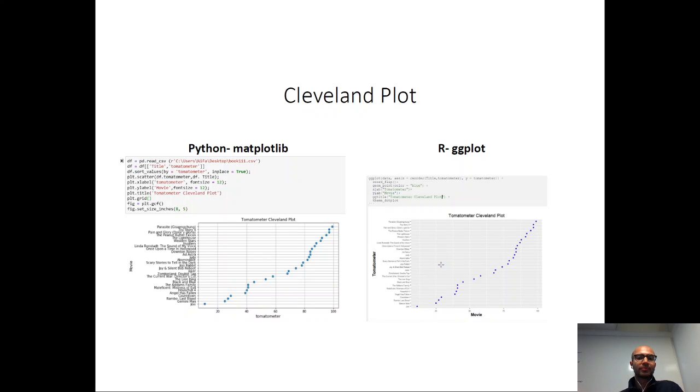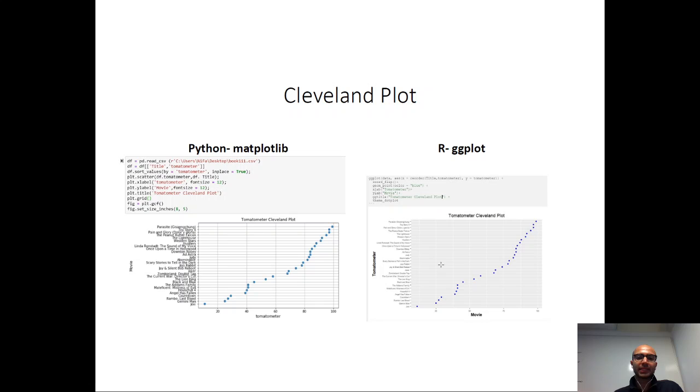Next, I'm going to show you the Cleveland plot. It might be already very similar to the one that we plotted for homework 2 of the course. Same data set I have used here. On the left you can see the code for Python matplotlib. Seems a little bit lengthier than its ggplot code, but it's pretty much defining the same variables, the title and the ordering of the data.